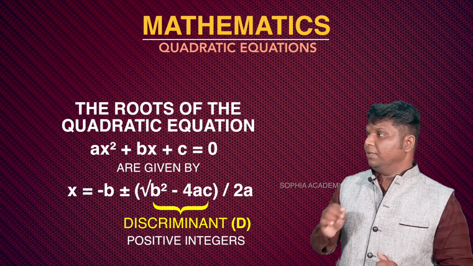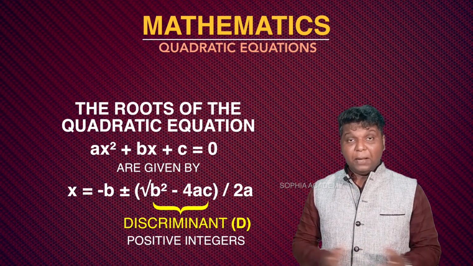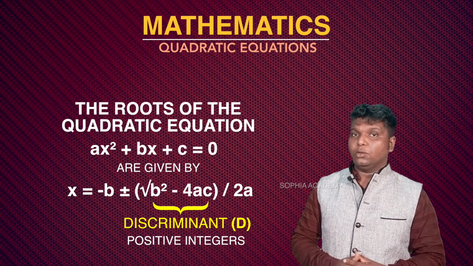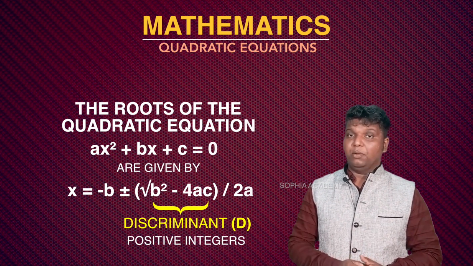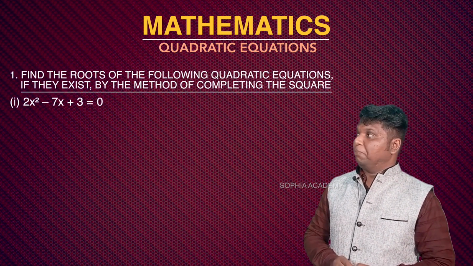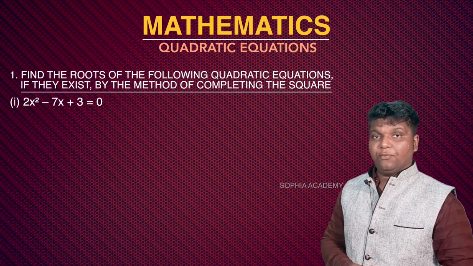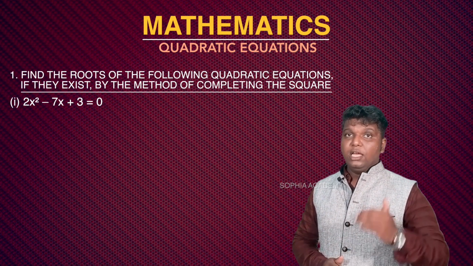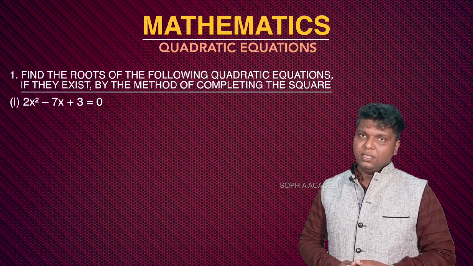The main thing I have to discuss today is completing the square. To explain that, let us take an example. Example number 1: 2x square minus 7x plus 3 is equal to 0. Here you can see a quadratic equation is given: 2x square minus 7x plus 3 is equal to 0.